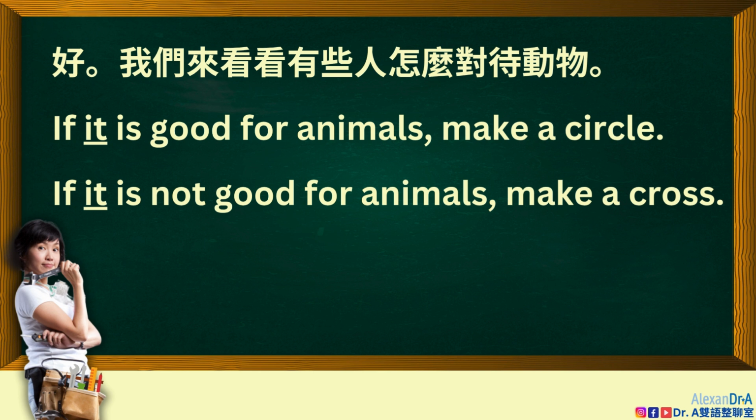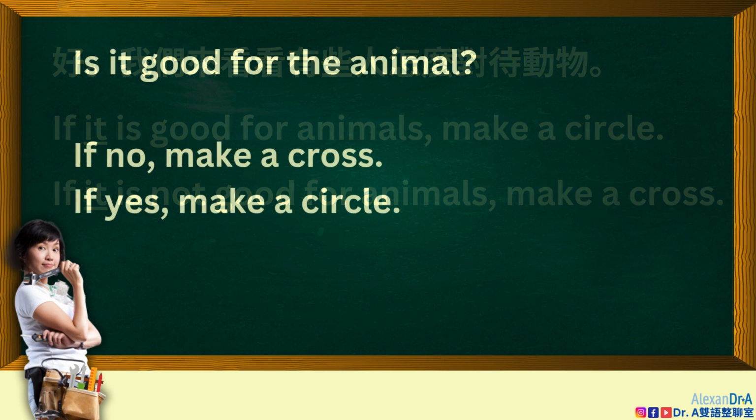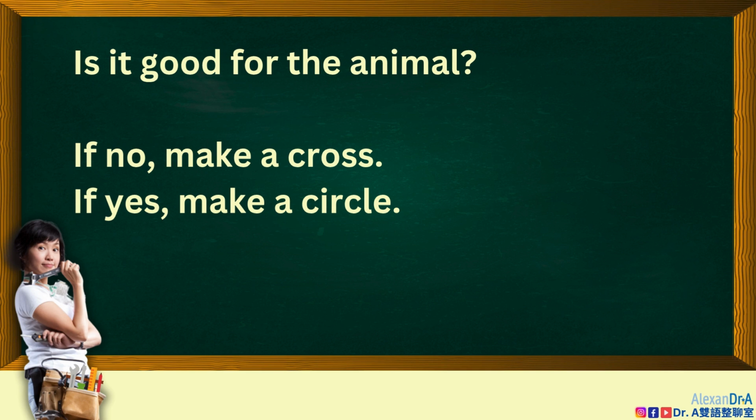Yep, right. So the ultimate recyclable structure Dr. A developed was this. Break it into two parts. First, ask the question. Is it good for the animal? Okay, simple question. Then give the conditional action separately. If no, make a cross. If yes, make a circle. Is it good for the animal? If no, make a cross. If yes, make a circle. I see. The question stands alone.